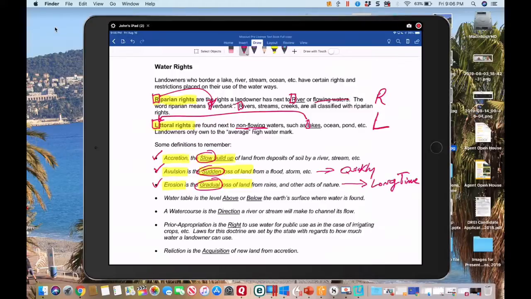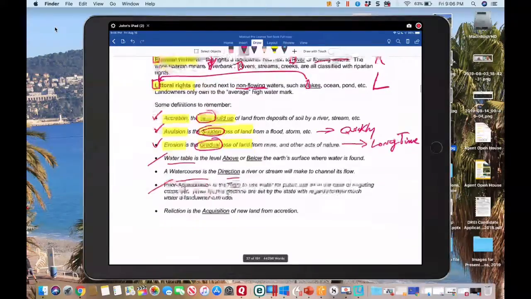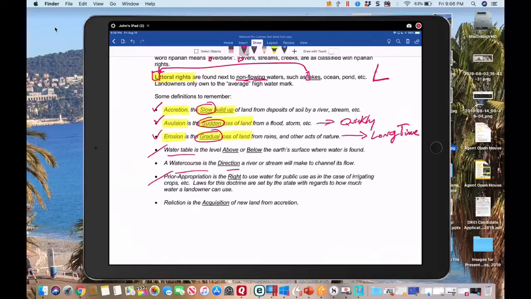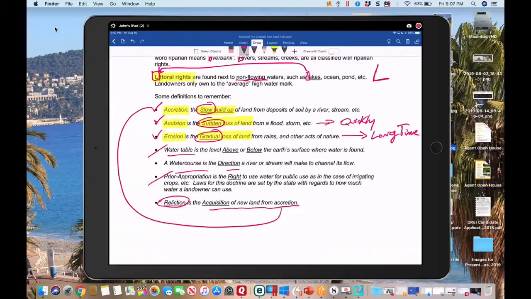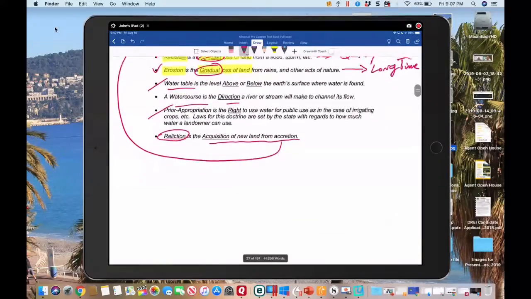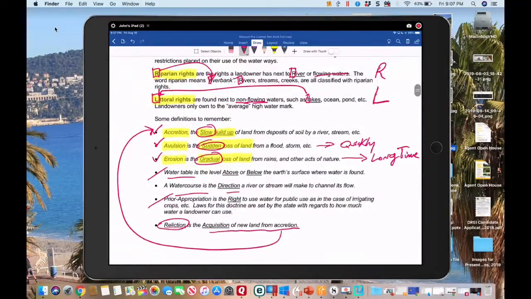There is a question here about the water table. I haven't seen much of that. Water course is a direction. Prior appropriation, haven't seen much of that. And this definition here, haven't really seen that, but it is the acquisition of new land from accretion. See that? And accretion is the slow buildup of land. So those are some definitions of water rights.